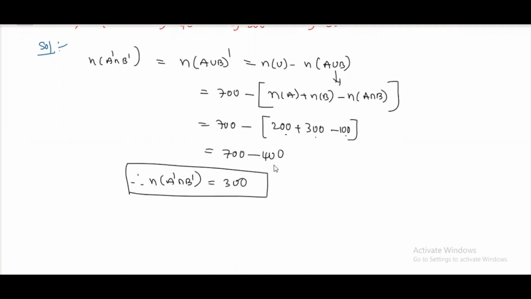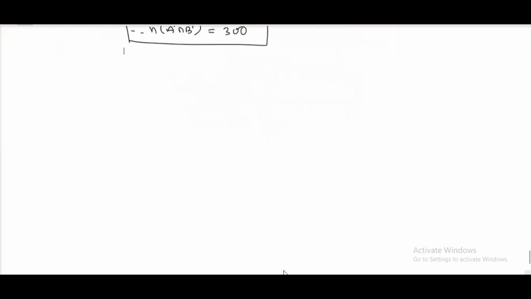So this is the way we will find the value of A complement intersection B complement. So let's see another problem based on the same topic.